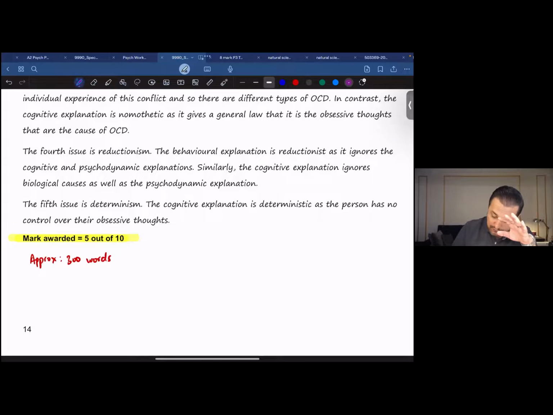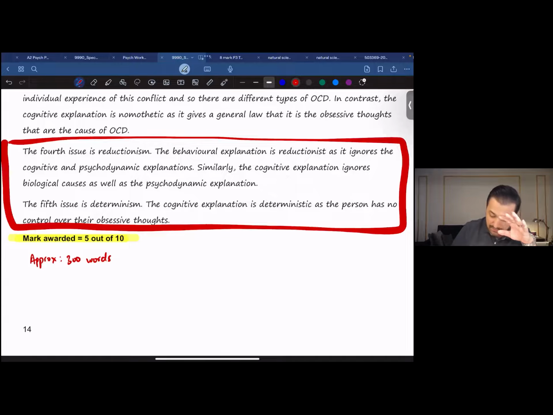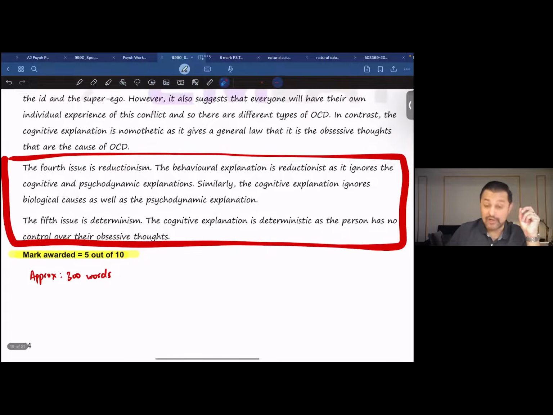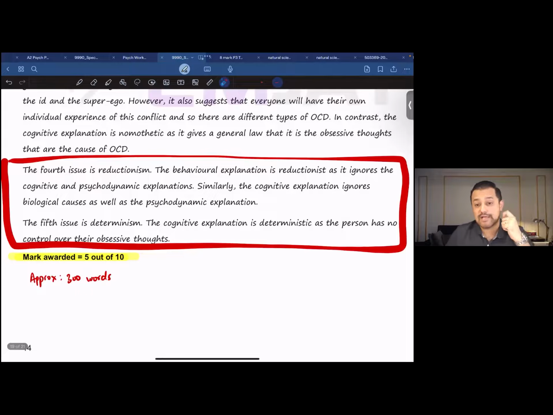Okay, now this fourth and fifth paragraph, I think I did mention this a few minutes back, but you're expected to give three evaluative points, including the named issue. You don't really need to bring in this fourth and the fifth issue. So the fourth issue is reductionism. The behavioral explanation is reductionist, as it ignores the cognitive and psychodynamic explanation. Similarly, the cognitive explanation ignores biological causes as well as the psychodynamic explanation. The fourth issue. The fifth issue is determinism.